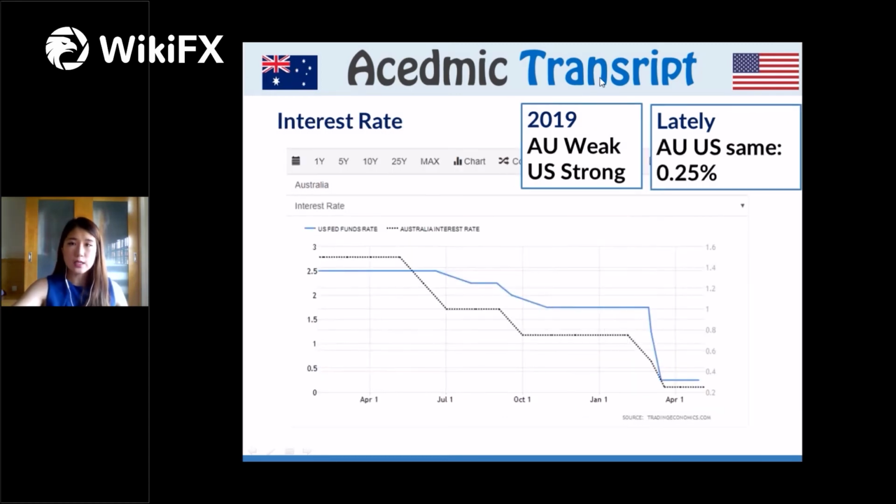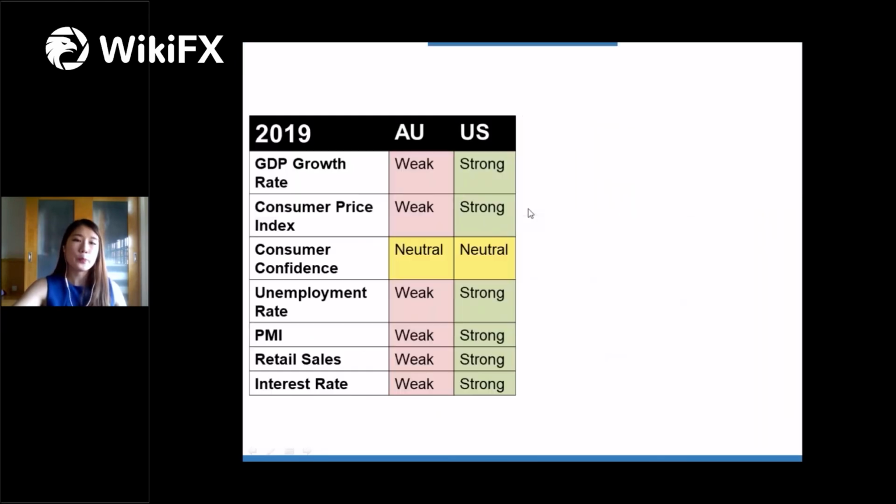Last thing here, interest rate is also very important for us, because we know the interest rate tends to affect the currency, right? In 2019, Australia's rate was lower than the US funds rate. But lately, they are both the same, which is 0.25%. So we will say that they have come to the same level of interest rate now.